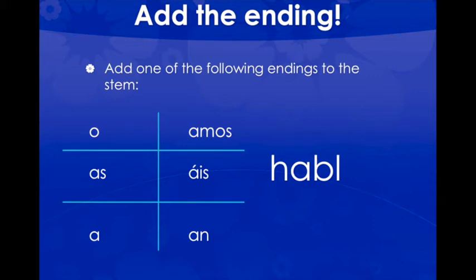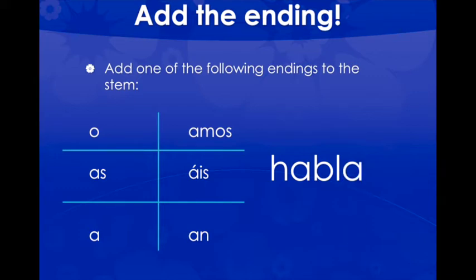Notice vosotros has an accent. So we know that the yo form is the O, the tú form is as, the él, ella, usted form a, and so on and so forth. So if we were going to take the O in the yo form and attach it onto the end, yo hablo means I am talking. Tú hablas means you are talking.